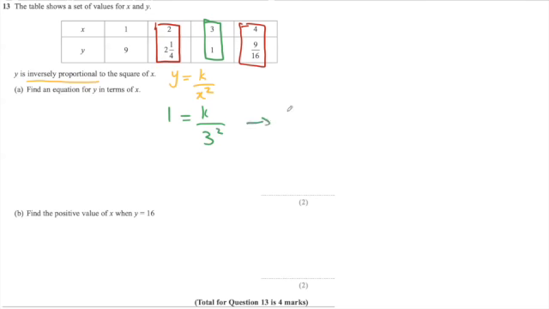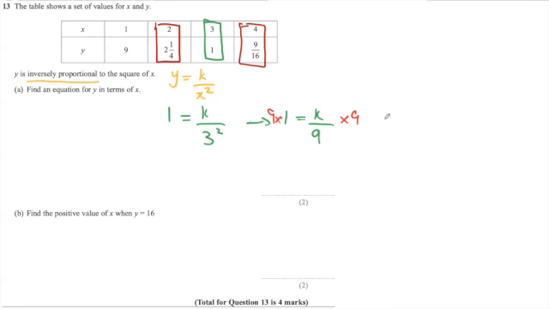Okay, so this becomes 1 equals k over 3 squared, which is 9. To find k, we need to get rid of the 9, because if we get rid of the 9, we'll have k by itself. Now, notice that k is being divided by 9, so we'll do the opposite operation, which is to times by 9 on both sides.